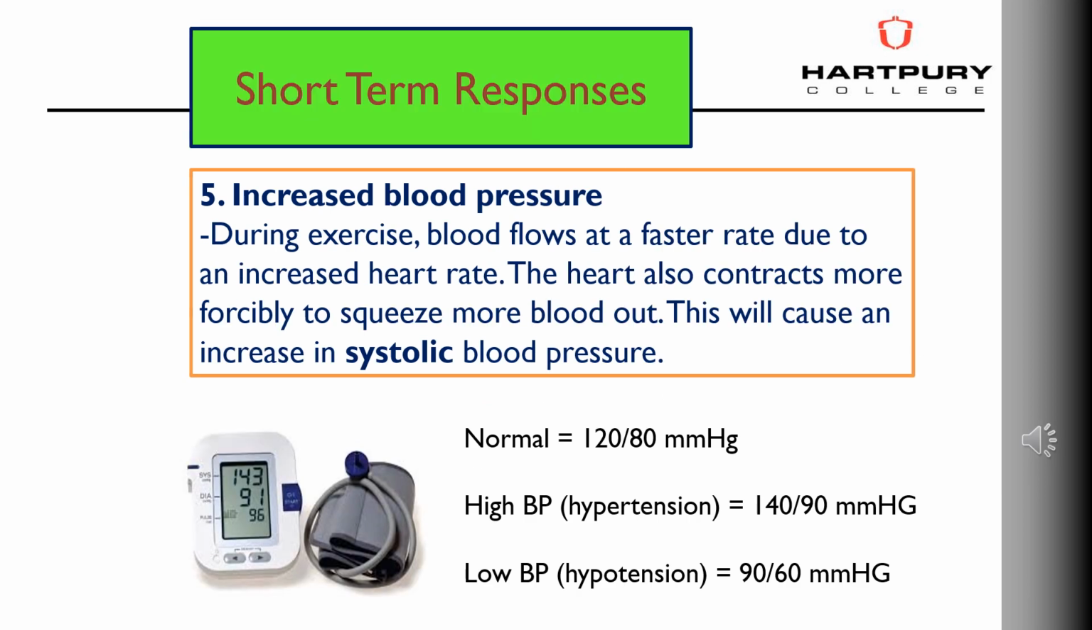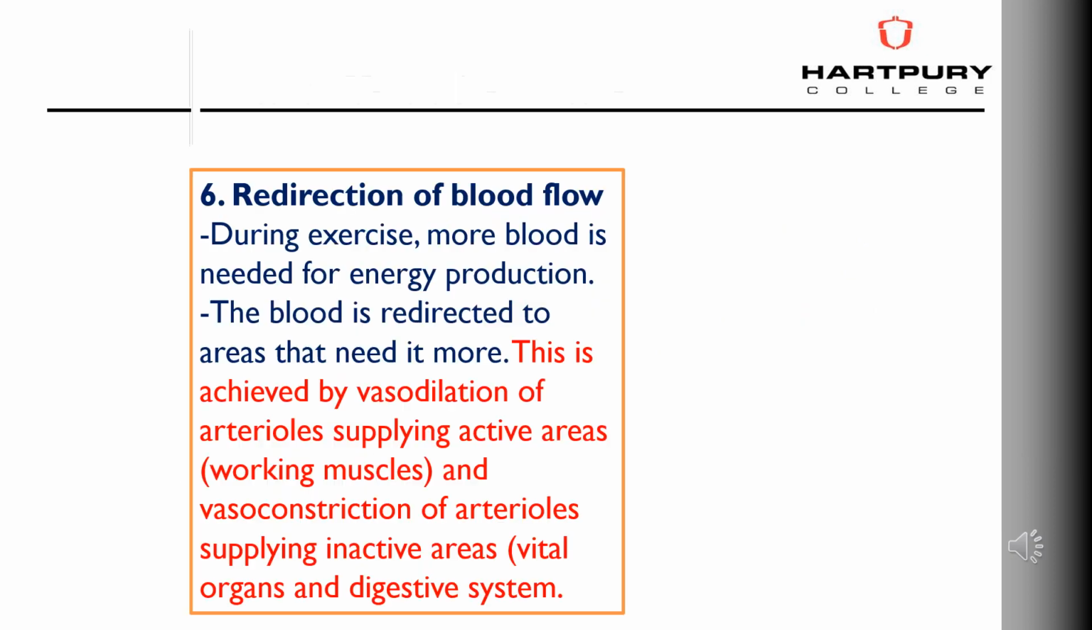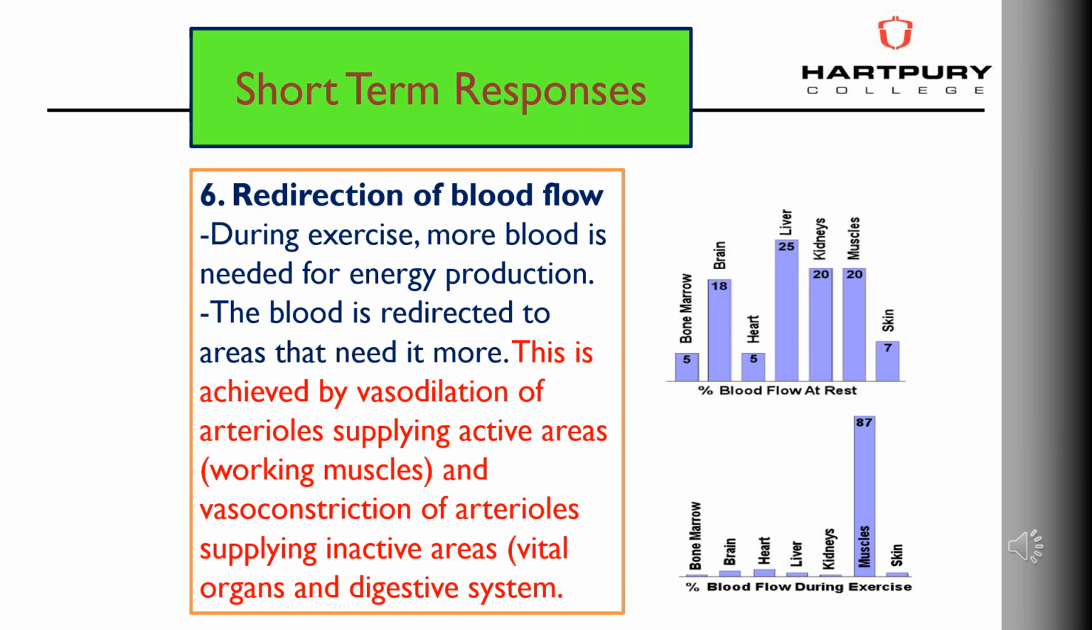Another short-term response is our increased blood pressure, and that's during exercise. Blood flows at a faster rate due to that increased heart rate. Therefore, the heart is also contracting more forcibly to squeeze more blood out, and that will cause an increase in systolic blood pressure. So our normal blood pressure would be 120 over 80, a high blood pressure would be 140 over 90, and a low blood pressure, otherwise known as hypotension, would be 90 over 60. So you might see higher figures like you can see on the monitor, maybe 140 over 90, just slightly raised when we're responding to exercise.